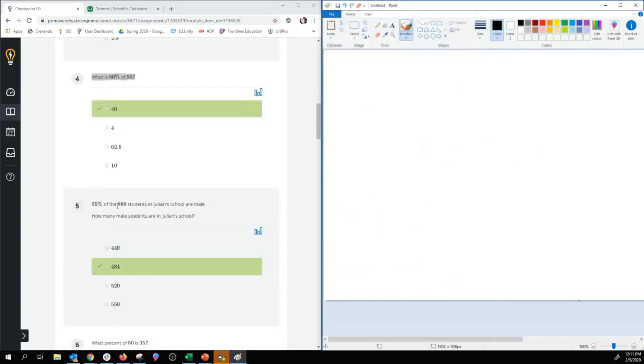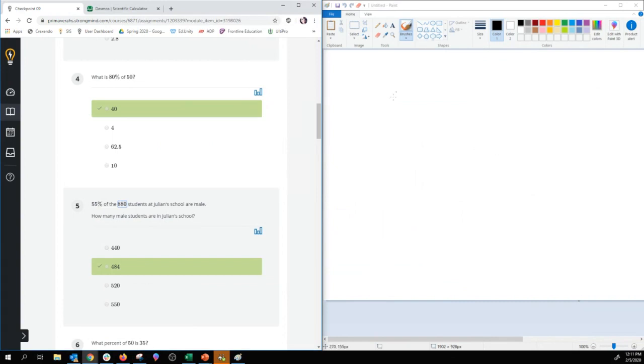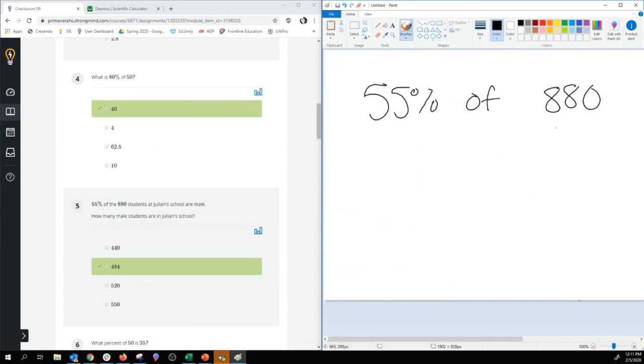All right, number 5 says 55% of the 880 students at Julian's school are male. How many male students are in Julian's school? Okay, so 55% of is a key that tells us what type of math we're doing here. Whenever I see the word of, it tells me I should be doing multiplication. Perfect. So if I know the percent is 55, and I'm taking 55% of 880 students, I'm just going to be multiplying. So of is my multiplication.